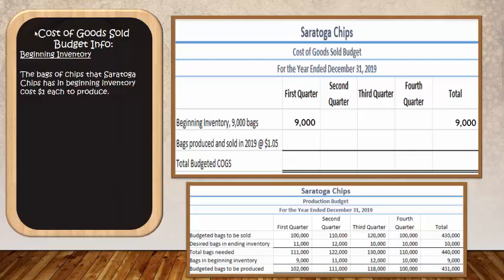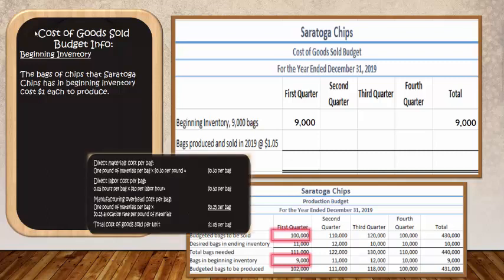Next, we have the row for our bags produced and sold in 2019, and these were produced at a cost of $1.05, which we just figured out. What we're going to do for the first space is figure out how many of our units that are going to be sold in the first quarter were actually produced during 2019. Well, we're going to sell 100,000 bags, but 9,000 of those bags weren't produced in 2019 because they are our beginning inventory at the beginning of the year, which means that only 91,000 bags that are going to be sold in 2019 were also produced during the year.